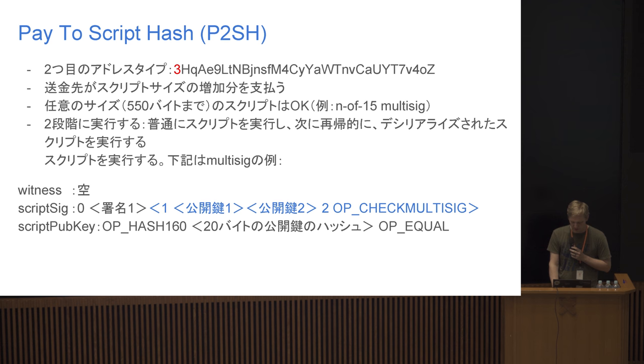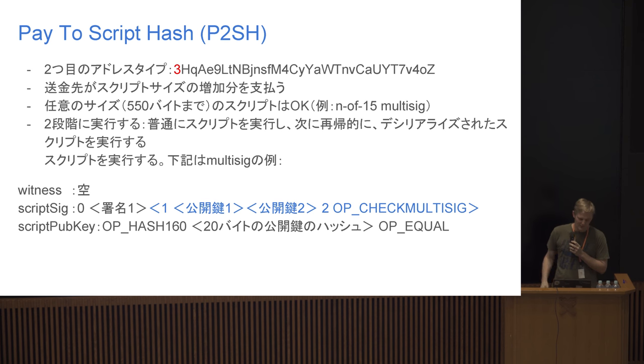Pay-to-script-hash is the second address type that was standardized, starting with a 3 on mainnet. And the insight here is that the receiver is in charge of the spending policy. And so if you decide you want to have a very large, complicated script, like an 11-of-15 multisig or something like that, you should probably pay for it, not the sender. Previously, with a bare multisig, as John mentioned, the sender would pay for all this upfront cost, as well as on the blockchain. The UTXO size would be much larger.